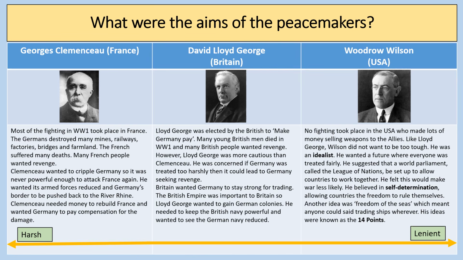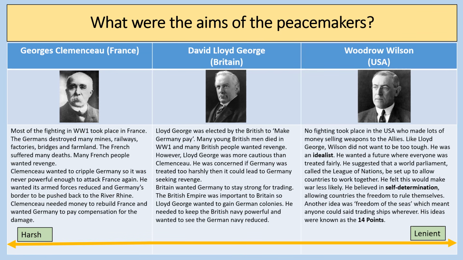Obviously, with the takeover of power of the communists, of the Bolsheviks in Russia in 1917, that was something that Lloyd-George was concerned about. He wanted Germany to remain strong enough for trading as well, so that was an important aspect of his ideas. And of course, the British Empire was at the forefront of David Lloyd-George's mind. He hoped to gain German colonies, and he wanted to make sure that the British Navy was powerful too.